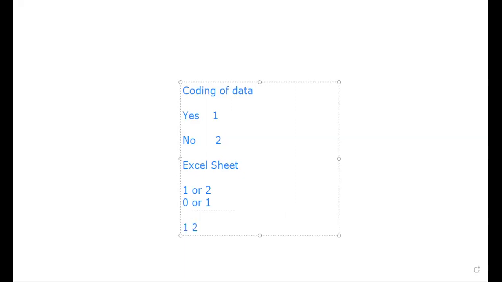It can be 1, 2, 3, 4, 5, depending upon your choices of answers, but the data should be encoded first. Data should be in numerical form, not in the form of yes or no. It should be binary in nature. Data must be coded first. After coding your data, you can run any statistical technique on it.